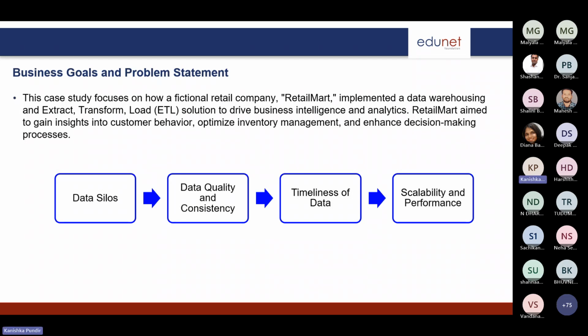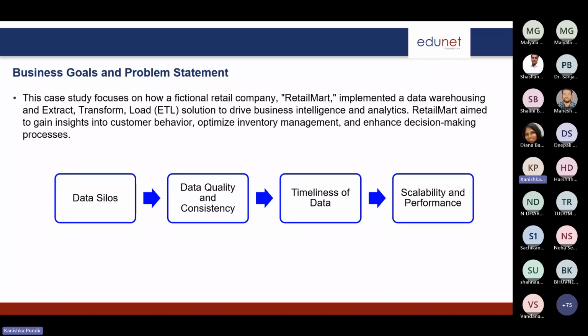So the following problems occurred while implementing data warehousing and extract, transform, load solution. Number one, data silos. What we mean by data silos is that data was present in separate systems like CRM or ERP or SAP, and it was not present in a centralized database. So that was an issue in data warehousing.